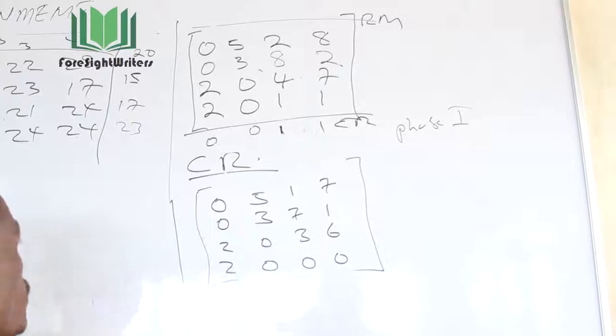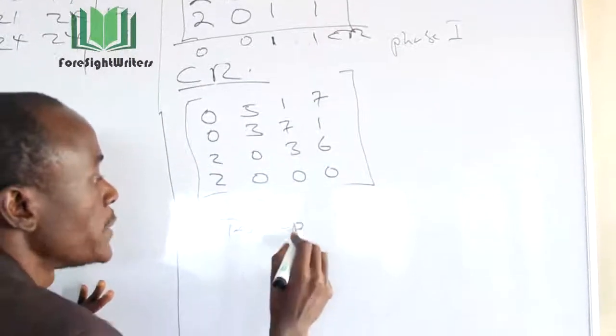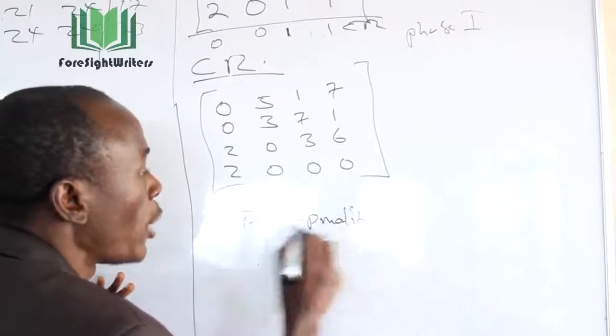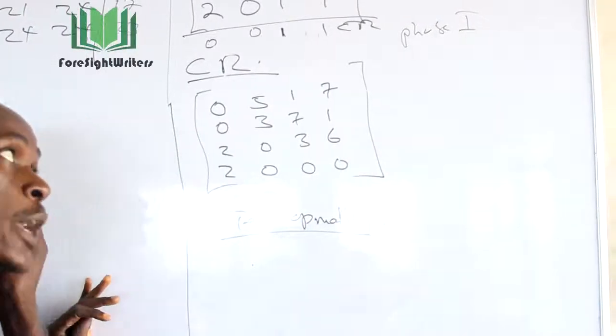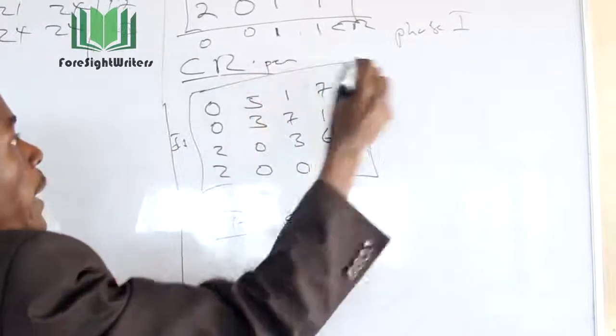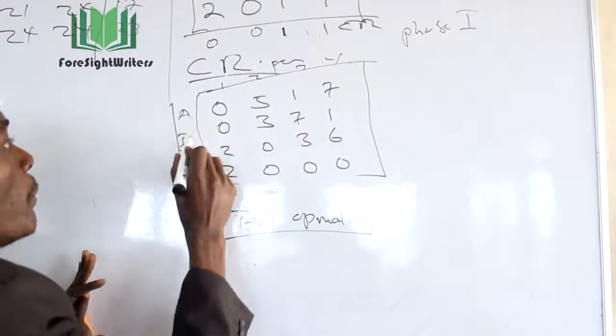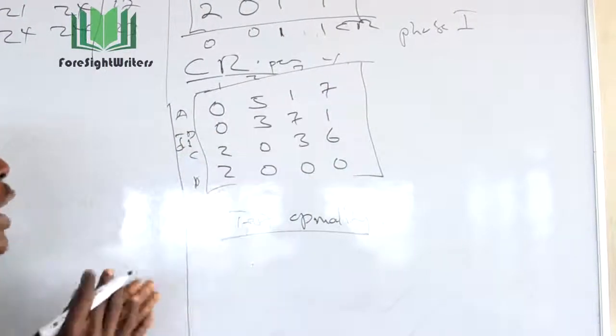Now I need to go to phase 2. In going to phase 2, I now need to test for what we call optimality. I need to begin allocation. I know these are jobs, and these are various persons that are here, even if I don't present them. And these are jobs A, B, C, D. So I begin now allocating.